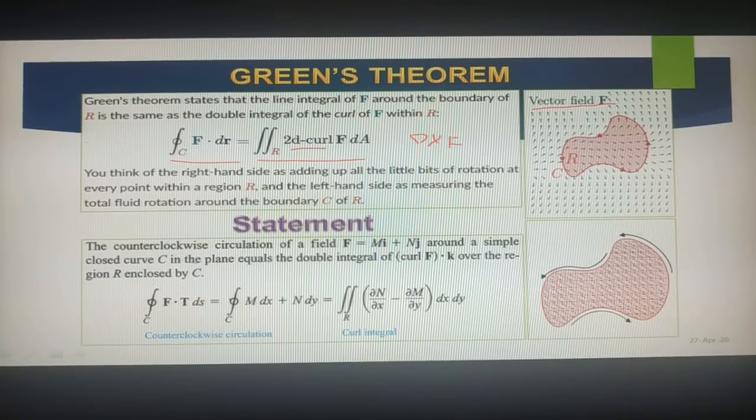So let's see the mathematical statement, how we are representing it. We are taking the counterclockwise circulation of a vector field f bar equal to m i plus n j, because we are taking the xy plane, let's assume. So m i plus n j around a simple closed curve C is equal to the double integral of curl f dot k over the region R enclosed by C.